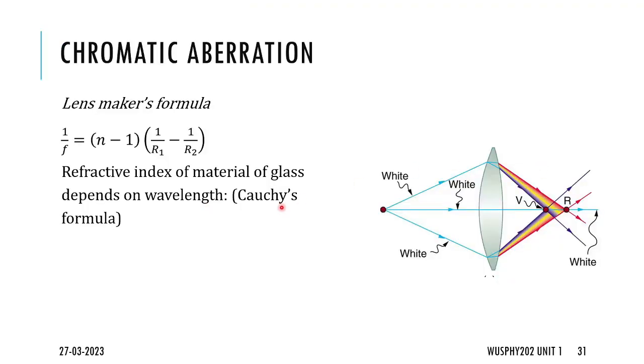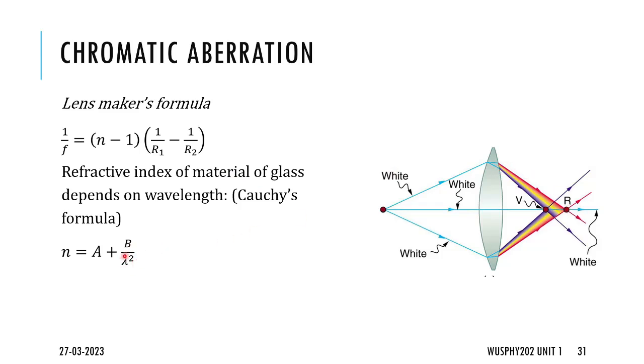This is given by the Cauchy formula, that refractive index is A plus B by lambda square. A and B are constants here, and lambda is the wavelength. So you observe that as lambda becomes larger, that is red wavelength, B by lambda square becomes smaller, and therefore refractive index becomes small. If refractive index becomes small, this number becomes small. So 1 by f becomes small, and therefore f becomes large. So you see that red has larger focal length.